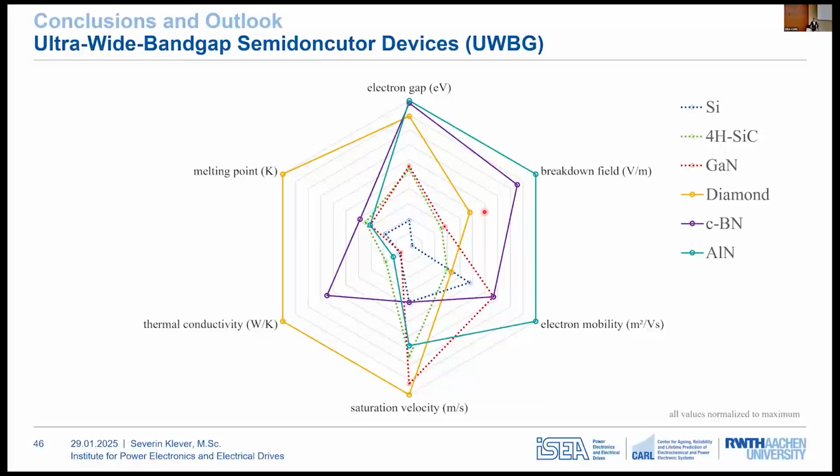To conclude my presentation, I would like to revisit the radar chart we saw at the beginning, illustrating the material properties of various semiconductor materials. You're already familiar with silicon, silicon carbide, and gallium nitride, which are widely used in today's devices. However, there are other materials that may play a role in the future, and these include the ultra-wide bandgap materials such as diamond, cubic boron nitride, and aluminum nitride. As you can see in the radar chart, these materials demonstrate superior properties, particularly in terms of bandgap energy, breakdown voltage, and thermal conductivity. This indicates that there will be even more advanced devices in the future.